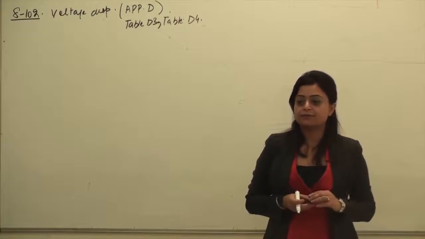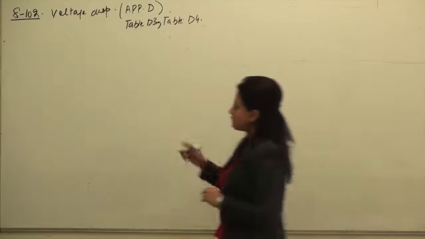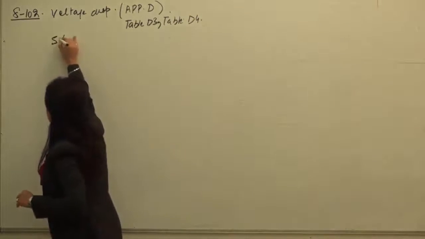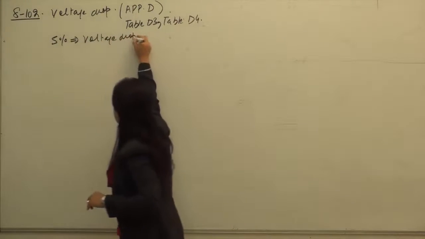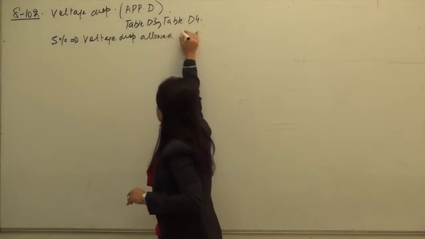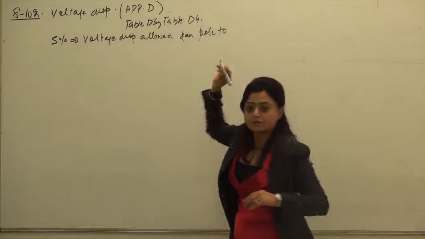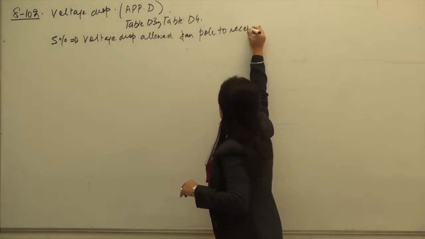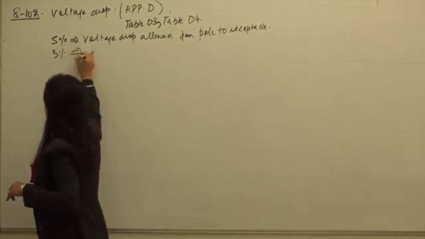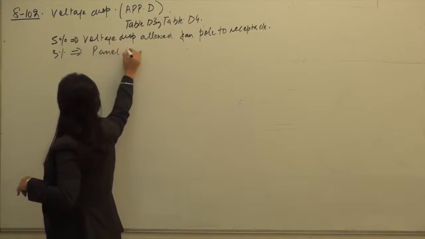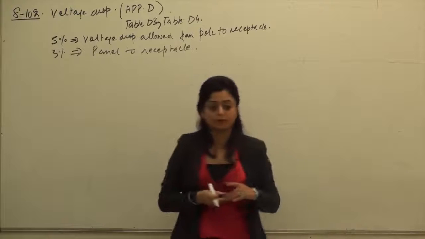Do you guys see 5% and 3% numbers in 8-102? 5% is the voltage drop allowed from pole to point of utilization, which should be my receptacle. Then you see 3%. 3% is allowed from the panel to receptacle. Okay? That's the maximum drop allowed.